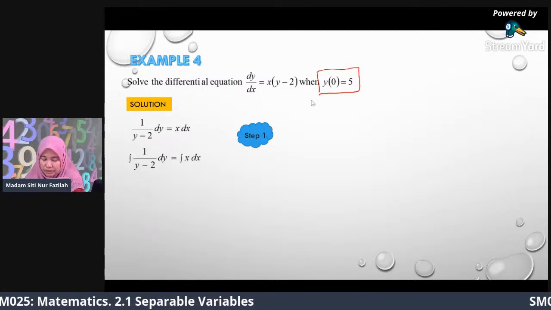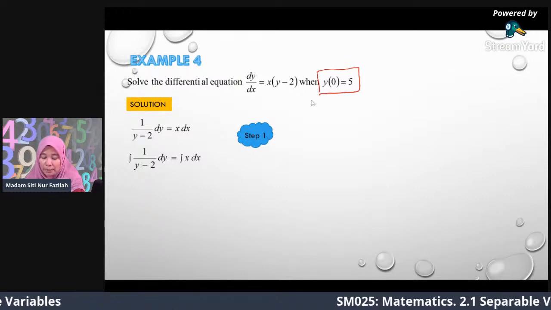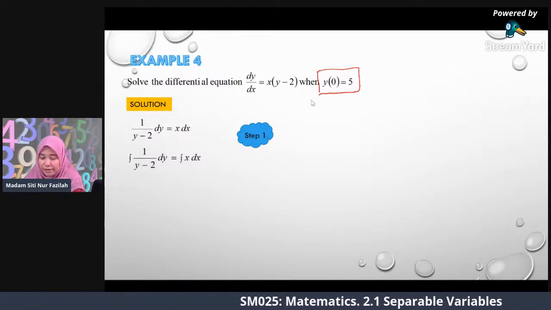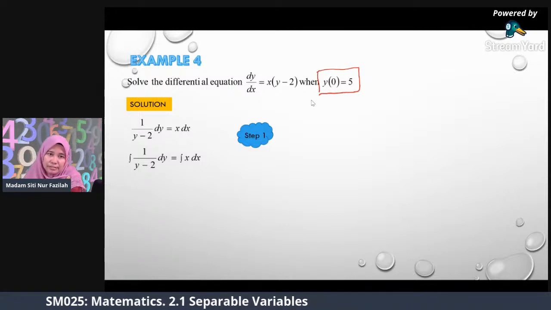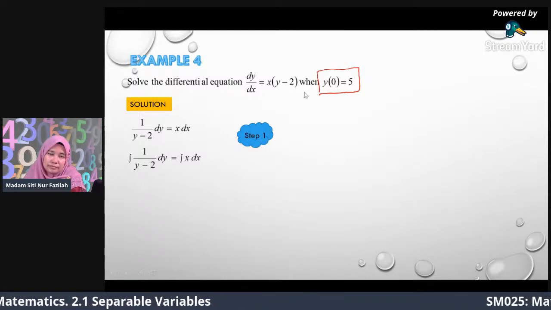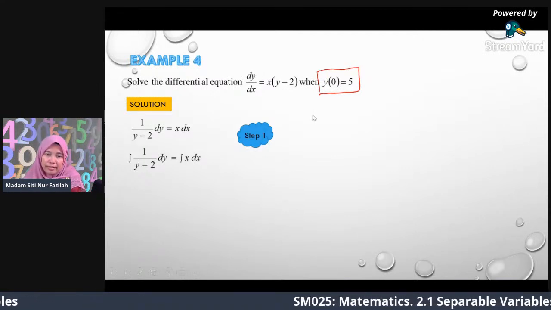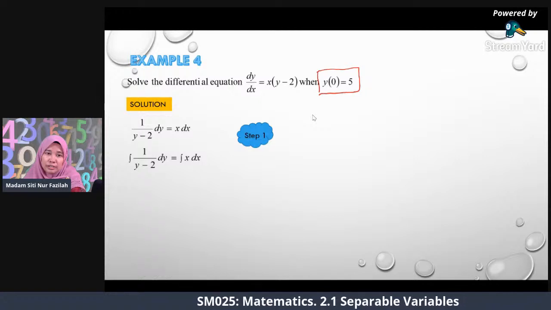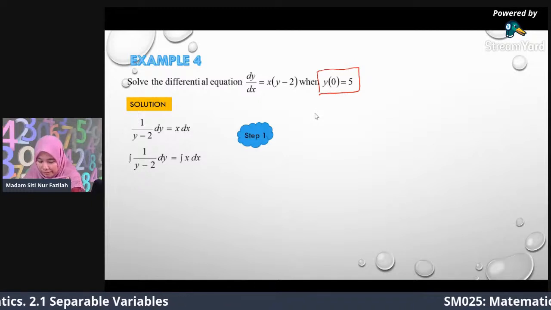Next we need to integrate both sides. Integrate 1/(y − 2) dy equal integrate x dx. For the left side, we need to integrate with respect to y, and for the right side we need to integrate with respect to x.